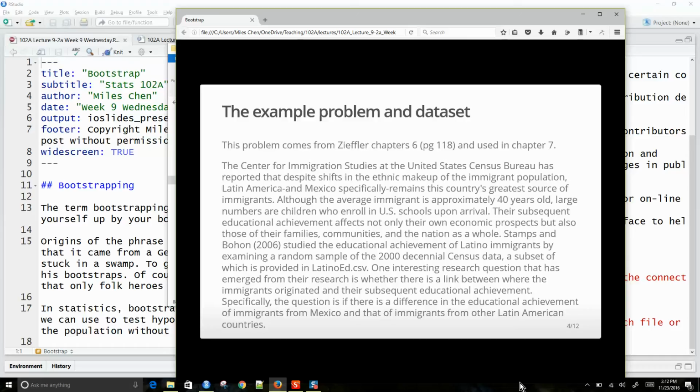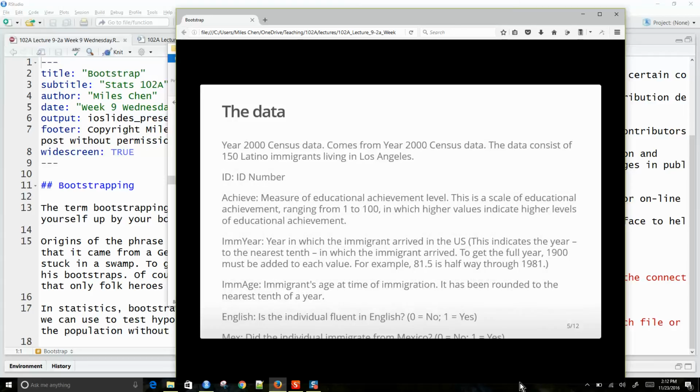All right, this is the question that the researchers had in mind. We are taking data from the year 2000 census, and somehow the line got cut off at the bottom. But we're taking data from the year 2000 census. We have a random sample of 150 Latino immigrants in Los Angeles.